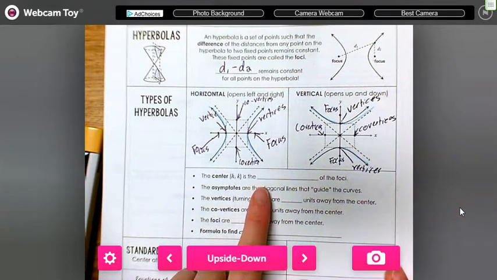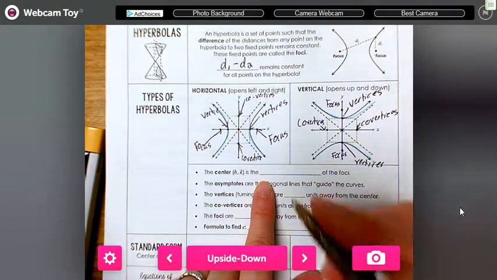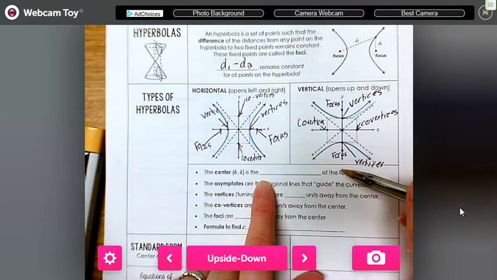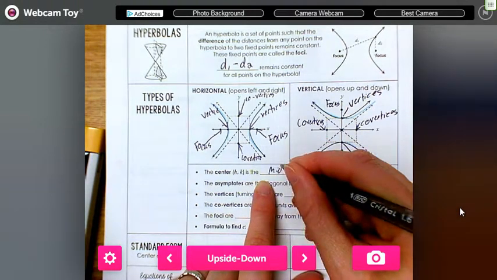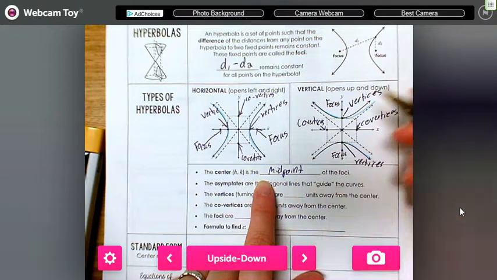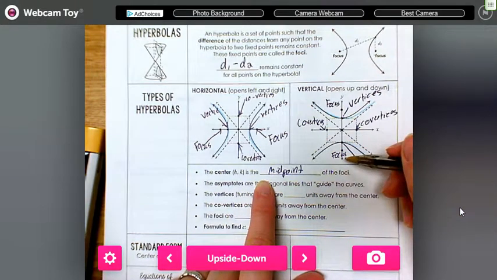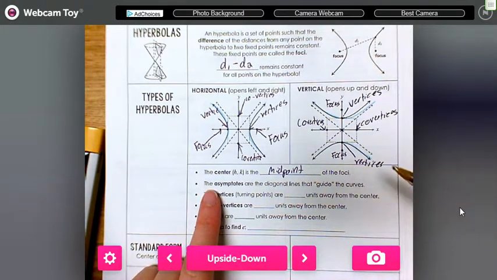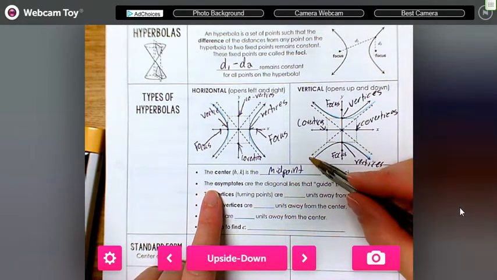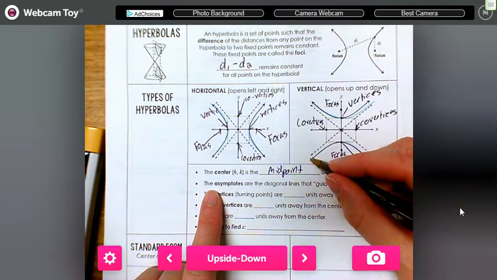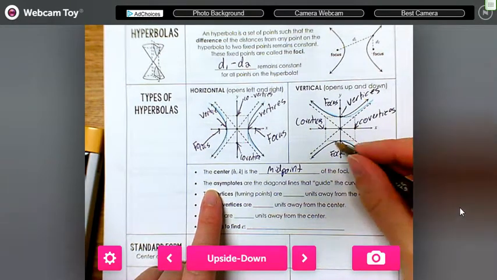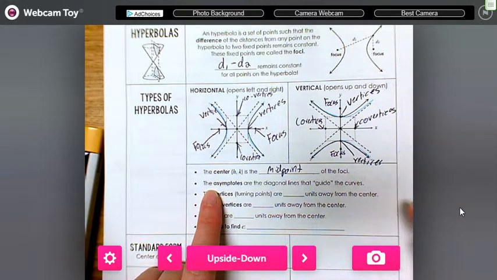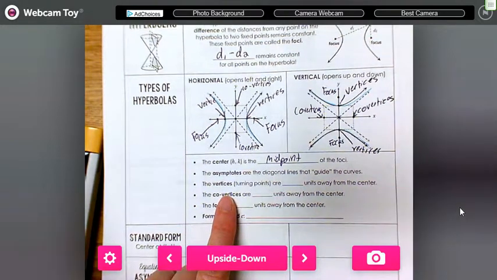Okay? So the center is (h, k), which is the midpoint of the focus points. So if I know my 2 focus points, I just add them together, divide by 2, that gives me my center. The asymptotes are diagonal lines. They are like guides. See how this is drawn through the vertices, but along those asymptotes? And remember, asymptotes is just a place where it can't cross.